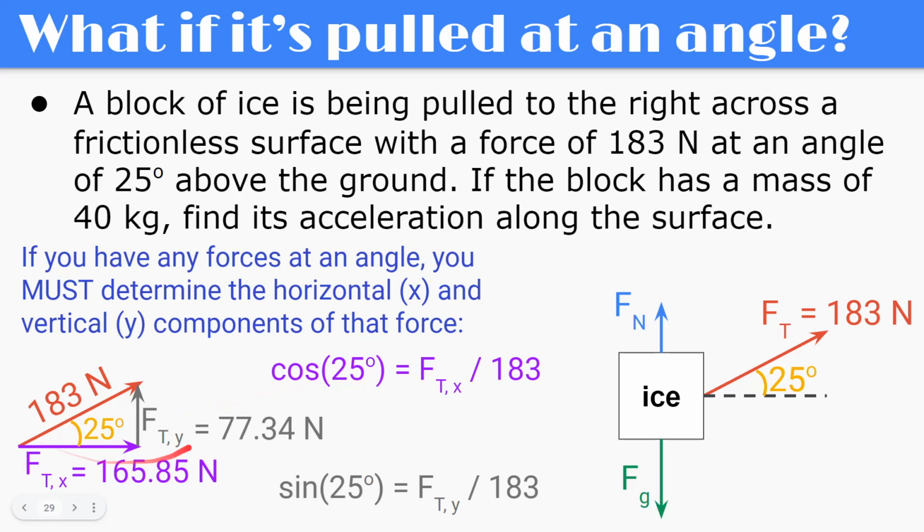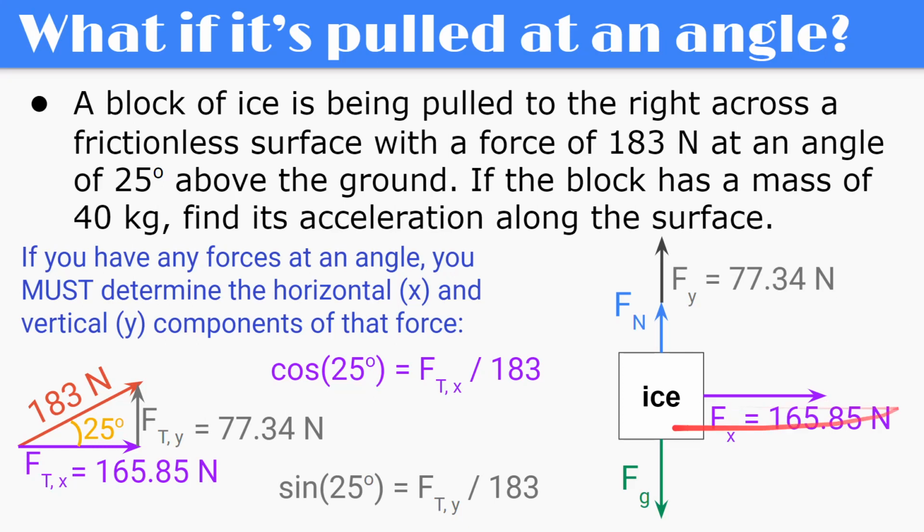So I now have my x and y components. Those are the things I need to use to solve. I don't need 183 newtons at all. I only needed it to find the pieces. Okay, so I don't need this red vector in my diagram anymore. So we're going to take it out of our diagram, and instead we're going to add in the pieces that make it up. Here's that purple piece, here's the gray piece.